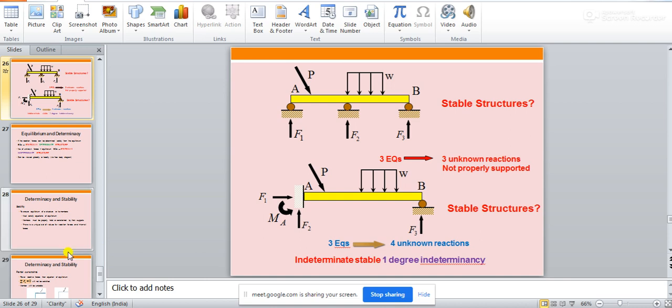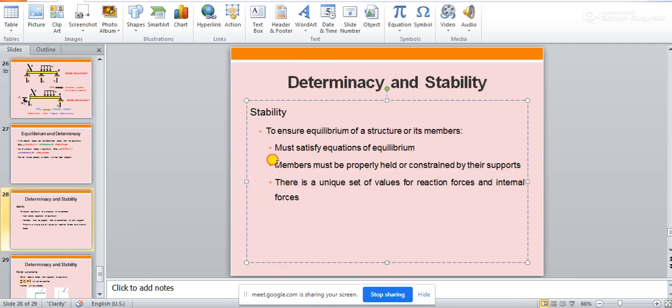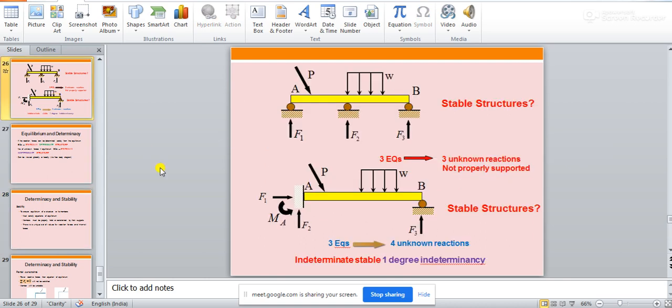So this condition is getting satisfied, that members must be properly held and constrained by their supports. In this case, member AB is properly held by the fixed support, and it is also constrained by the fixed support as well as by the support at B, which is a roller support. So this structure cannot move here and there. It is not a mechanism. It is a stable structure. Is it clear now? Yes, sir. Thank you, sir. Okay.